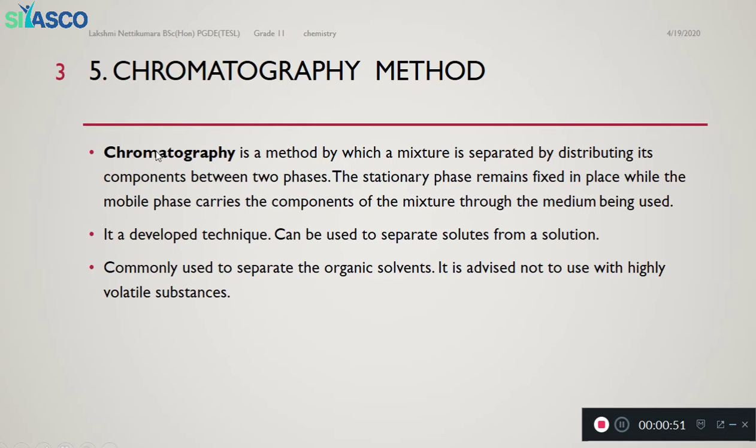Here, when you look at the definition, it is a method by which a mixture is separated by distributing its components between two phases. The stationary phase remains fixed in place while the mobile phase carries the components of the mixture through the medium being used. Now, when you go through the video, you will get an idea about what this stationary phase and the mobile phase are.